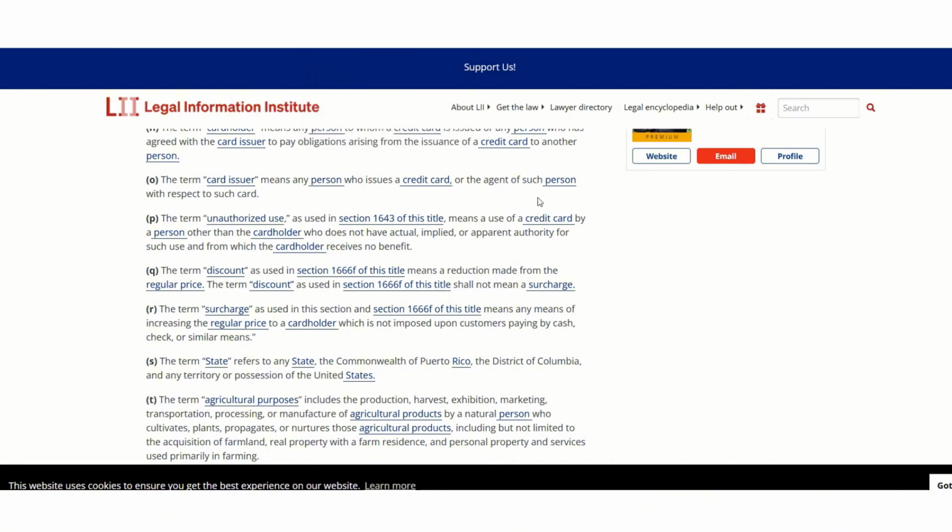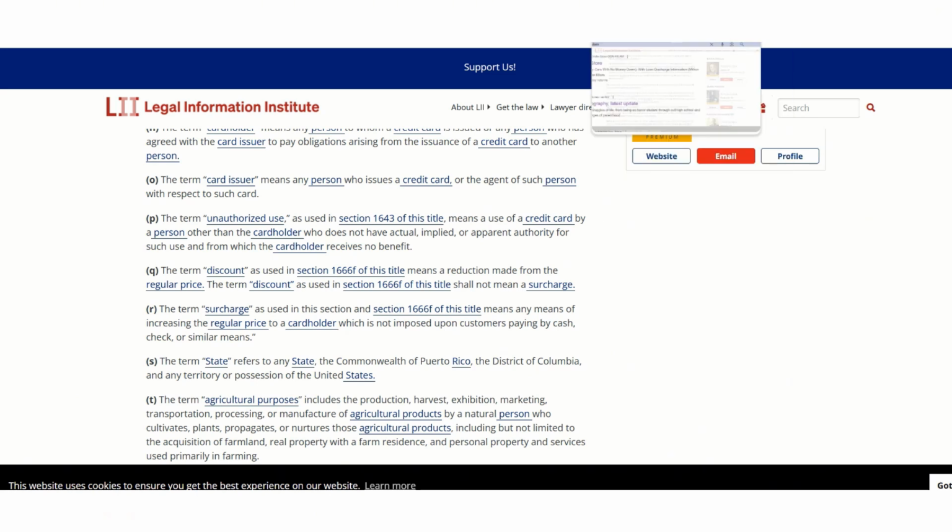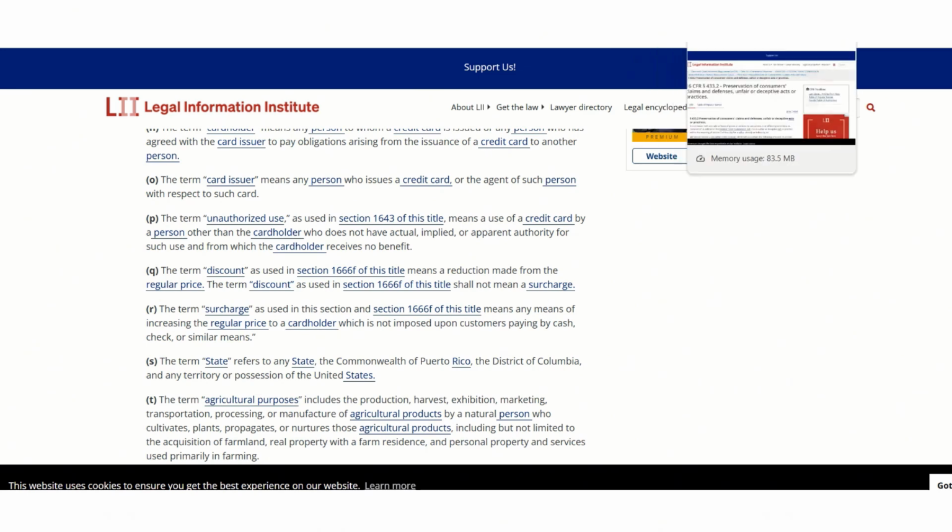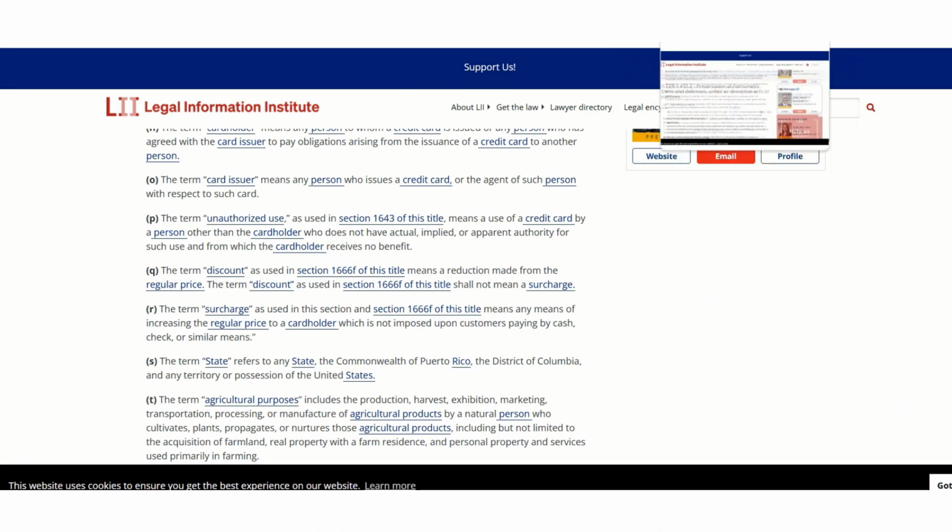All right, so that's something you need to know. Very important. All right, moving forward. Let's go over some more terms, right?